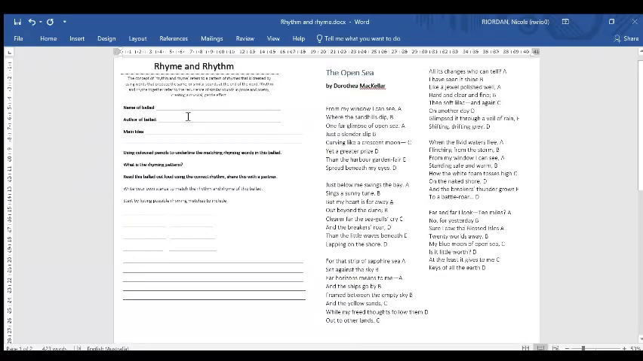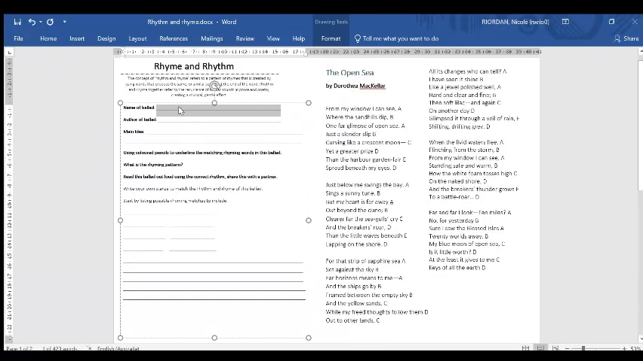Okay, so looking over here now, let's start to complete this. What is the name of this poem? It is The Open Sea. I can tell that because the title is up here at the very top, different size and different color, which indicates that it is probably the title. It is different from the rest of the poem.